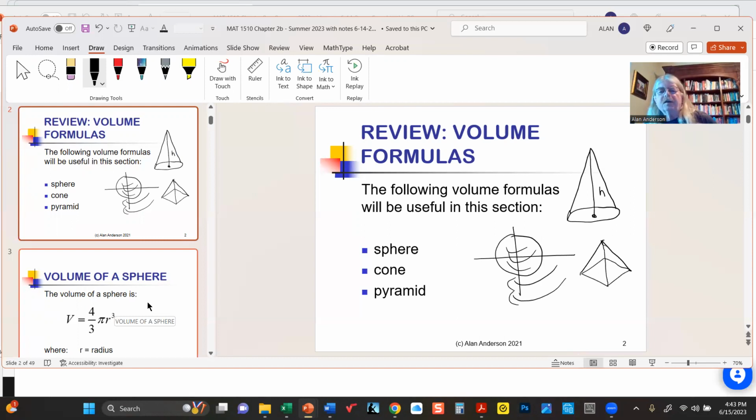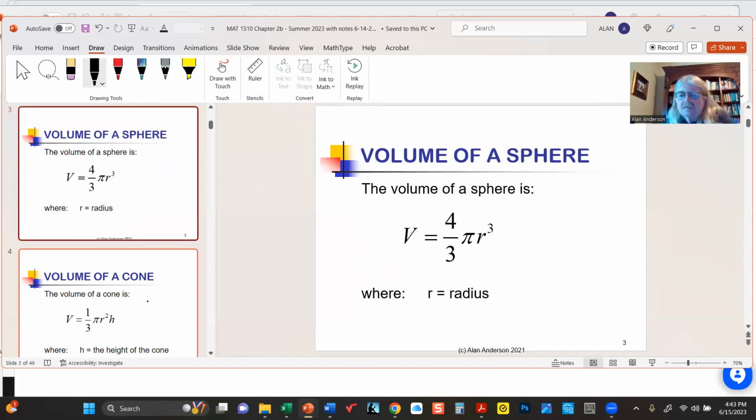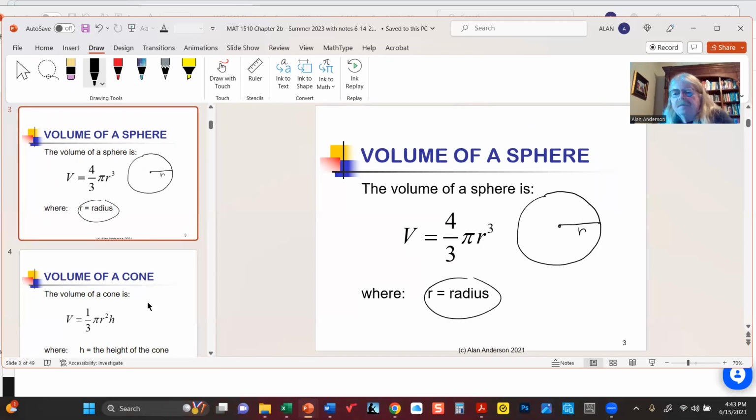The volume of a sphere, which you probably had to memorize at one time, is 4/3 pi r cubed. Of course, this is the radius. Going all the way across would give you the diameter. So this is usually expressed in terms of the radius. 4/3 pi r cubed. Where, of course, the 4/3 and the pi are just constants.